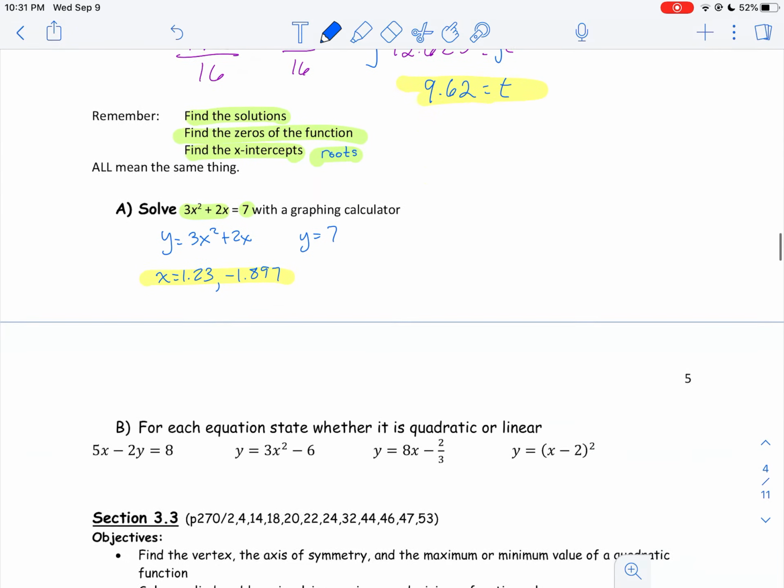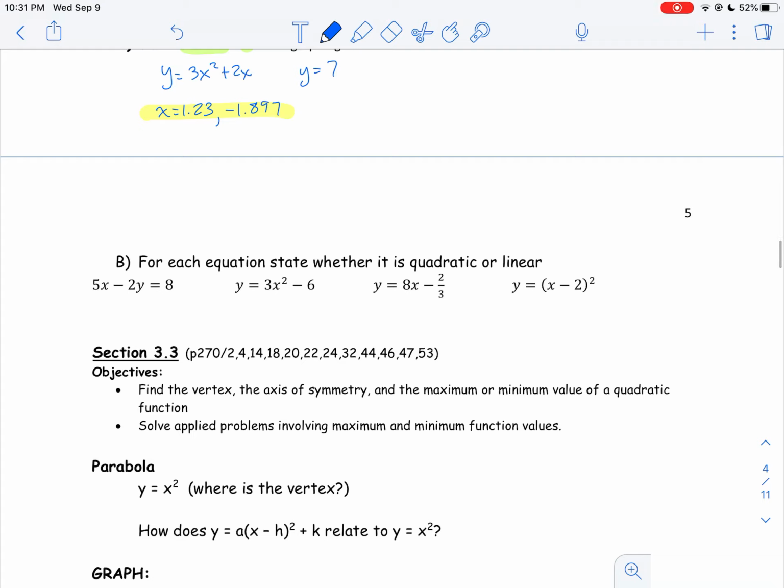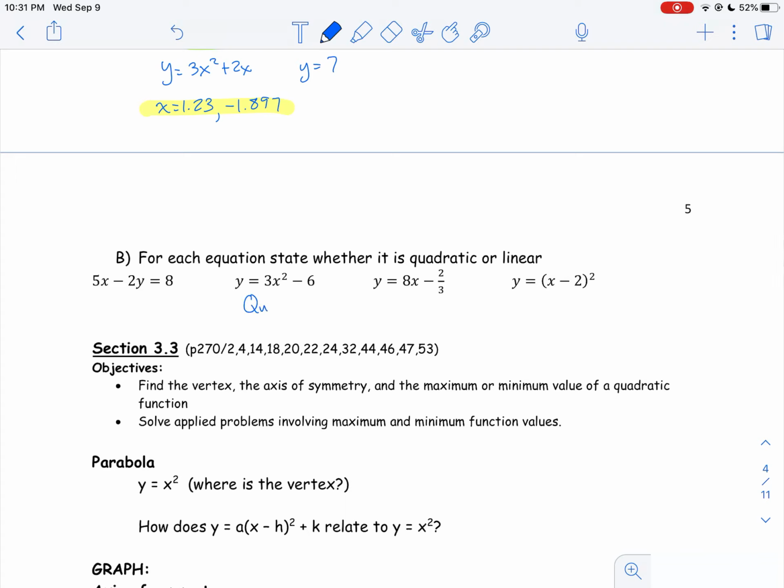All right, last section. Quadratic versus linear, and I think you're probably comfortable with this by now. Which of these are linear? Which of these are quadratic? Well, we've been working with quadratics, right? So this has an x squared, so this tells me it's quadratic. This does not, so it's linear. This does not, so it's linear.